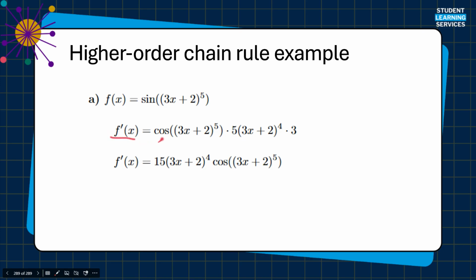So this derivative will be equal to what's the derivative of sine? It's cosine, so the cosine of the thing inside, times the derivative of the thing inside. The derivative of (3x plus 2) to the 5 is equal to 5 times (3x plus 2) to the 4 times 3. So here we apply the chain rule again, and then we simplify to this as a result.